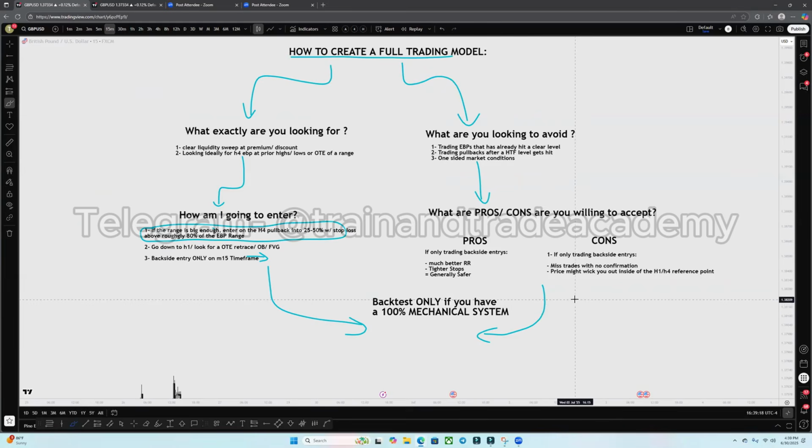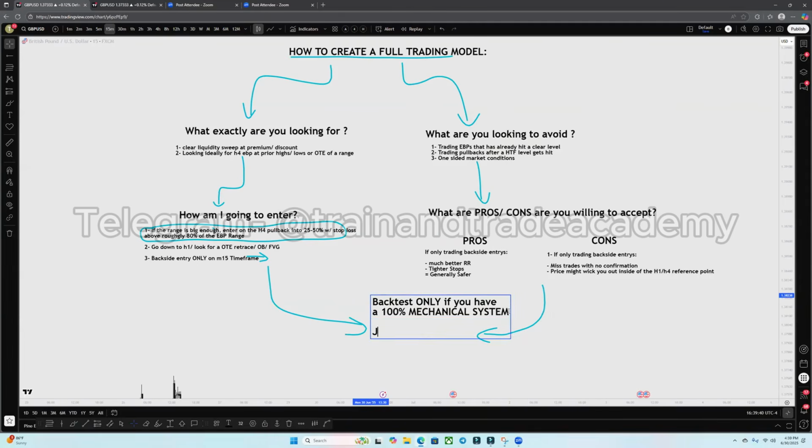What do I mean by that? Let's say I only look for EBPs inside this time window, and the other variable is that it takes out the prior week high. I'm only looking for EBPs that happen and close at this specific time. Unless you have every variable combined, you can't create a mechanical system, and then you can backtest it as a mechanical system or approach.